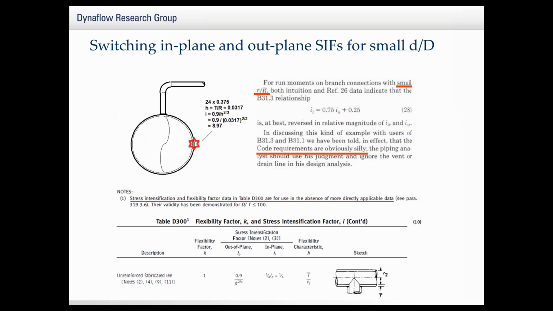Here, for example, you see a really small branch and a large header. For the situation in B31.3 indicated down here, they say that the stress intensification factors can be calculated using these equations, but they don't differentiate between the branch and the header. So basically it says that the stress intensity factor should be applied all around the header, but common sense dictates that this branch will never make the header fail at this location. As you can see on the right, WRC 329 indicates that code requirements are obviously silly, and of course this is nonsense. You see that the stress intensity factor for the side of the header here is 9.